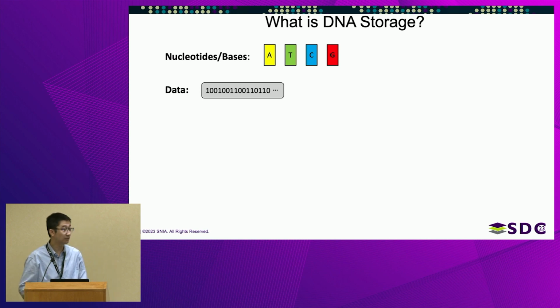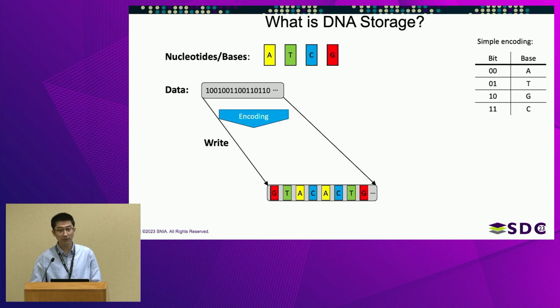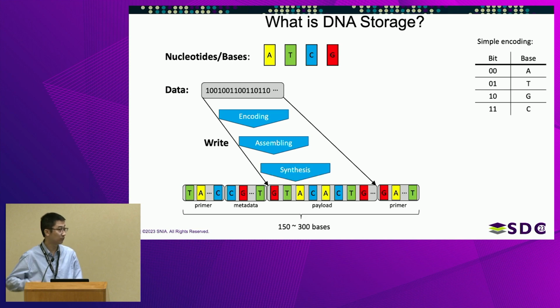Let me quickly go through the process of DNA storage. What is DNA storage? We have 4 types of nucleotides in DNA: A, T, G, C. For DNA storage, first of all, we want to write the data into the DNA. We have binary data, and for the write process, we have encoding. We want to encode the binary data into nucleotides, an ATGC sequence. Then we need to assemble some metadata or primers, and then do the synthesis, which converts it into the physical domain. Normally we have a DNA string length of about 115 to 300 bases. Of course, based on different technology, we may have longer DNA string lengths.